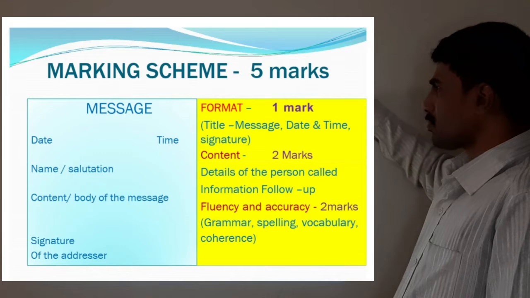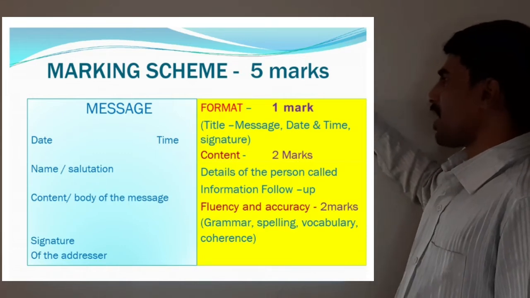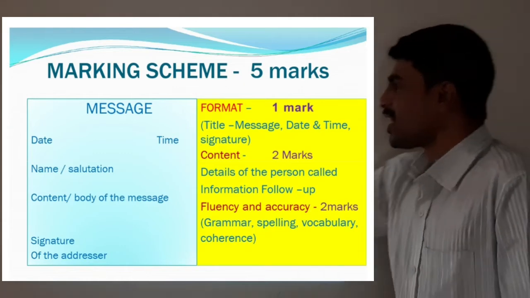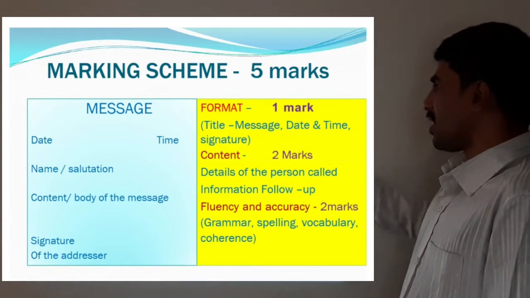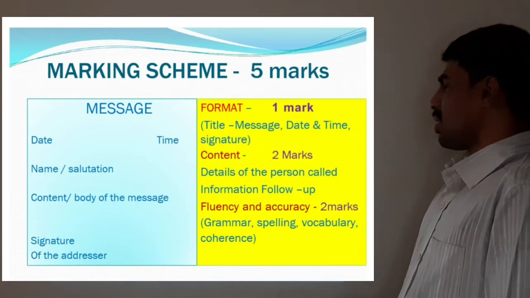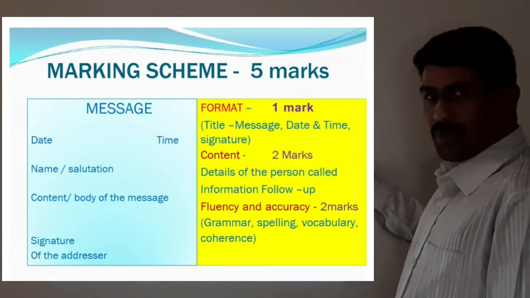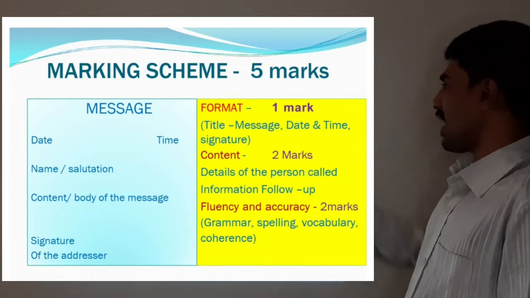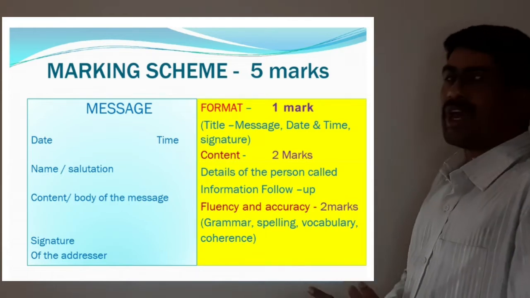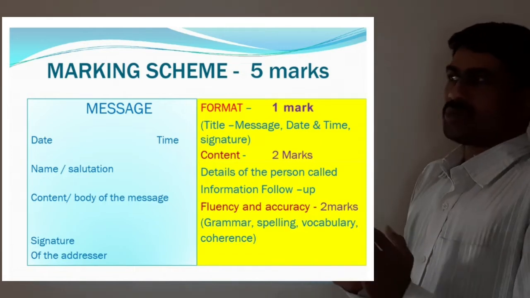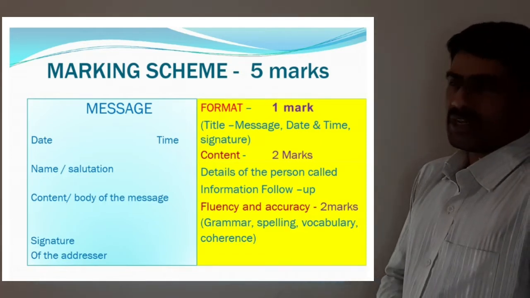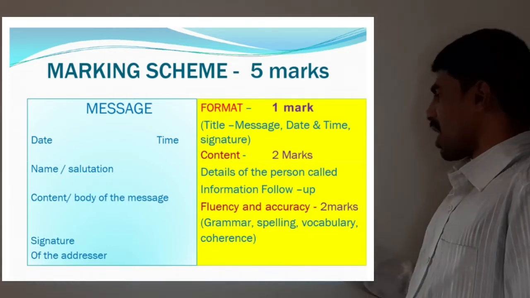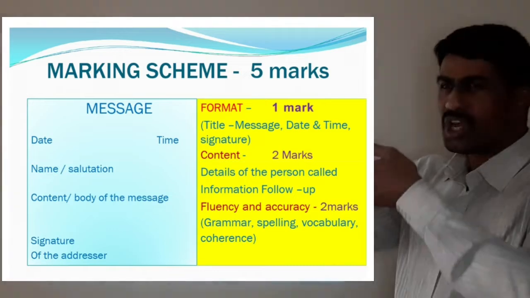First, the format. All this format includes 1 mark. Content, whatever you are writing here, includes 2 marks. That means the details of the person who called, and then the information and follow-up. These two together have 2 marks. And then fluency and accuracy. Fluency means it should be written continuously, and accuracy means without grammar mistakes: grammar, spelling, vocabulary. Coherence means one after the other.